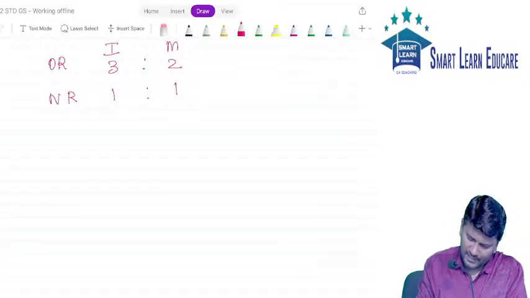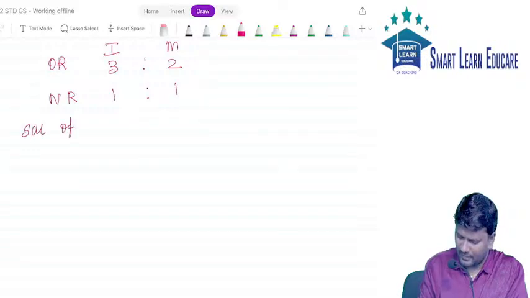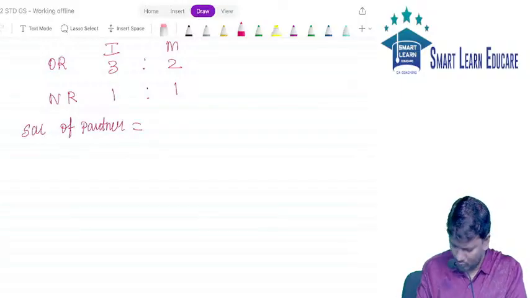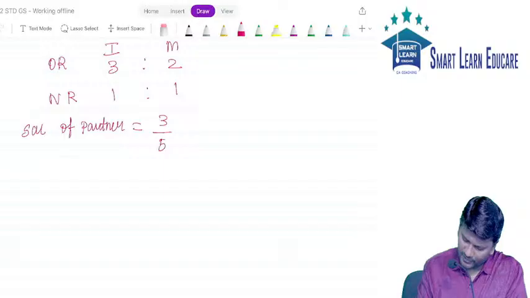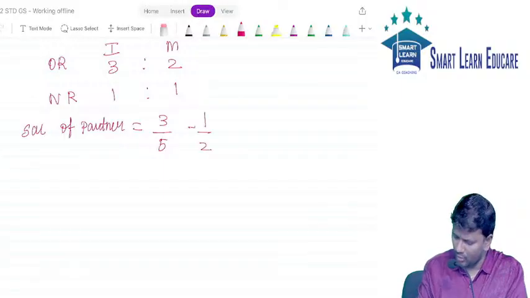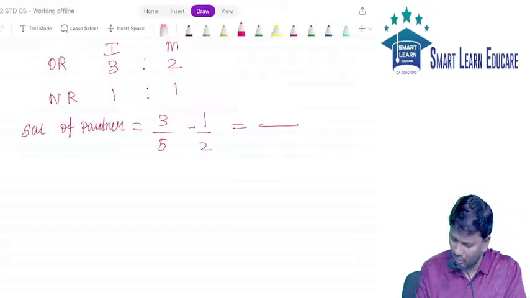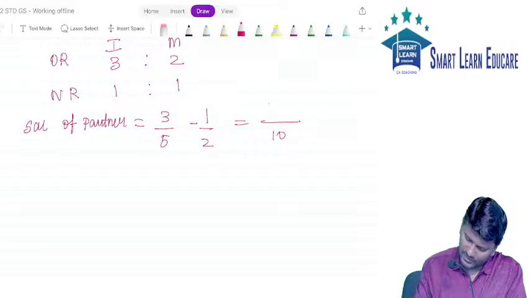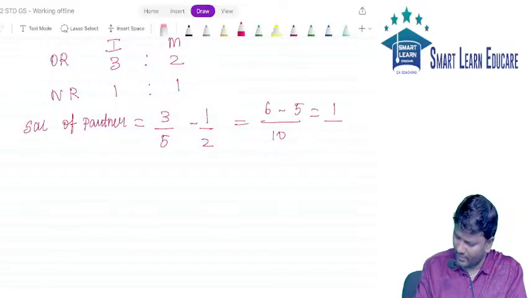First find sacrifice or gain. What is the formula for sacrifice of a partner? Sacrifice of a partner is equal to old ratio minus new ratio. Old ratio 3/5, new ratio 1/2. Old ratio minus new ratio: 3/5 minus 1/2, LCM 10, which is 6 minus 5, will give you 1/10.